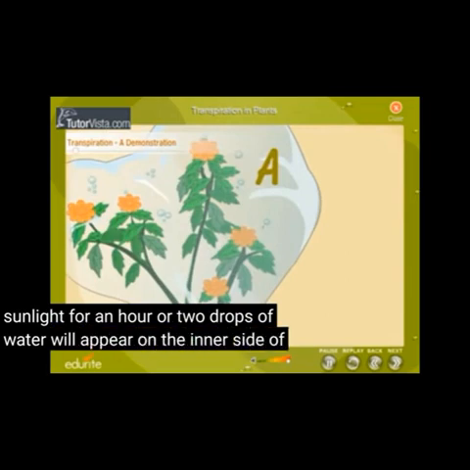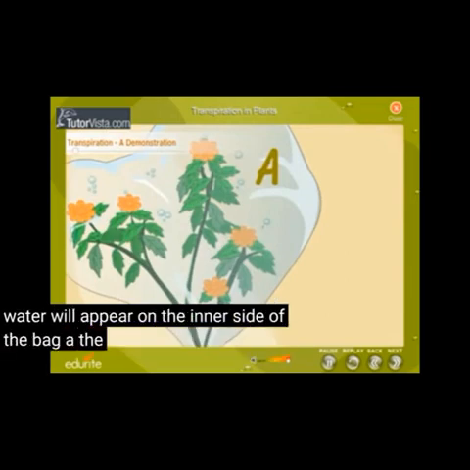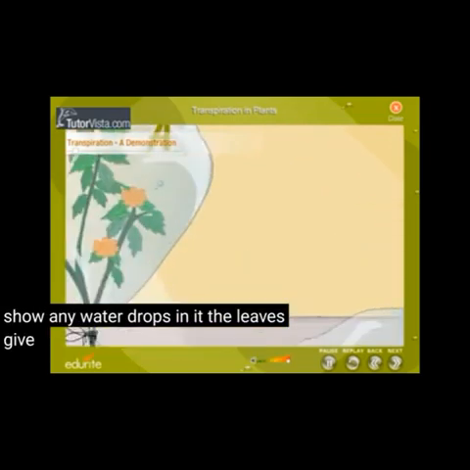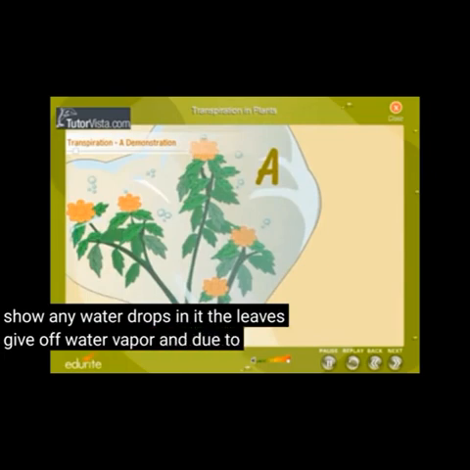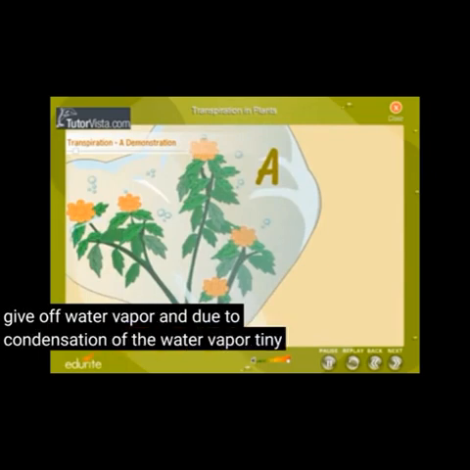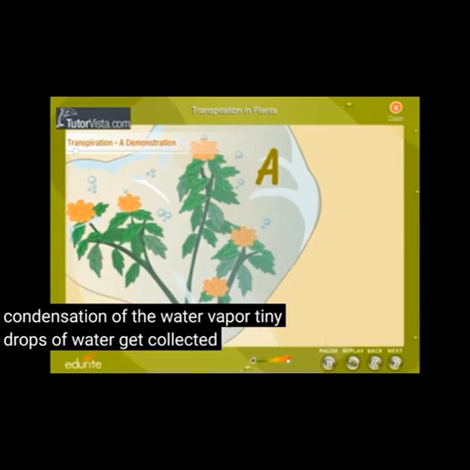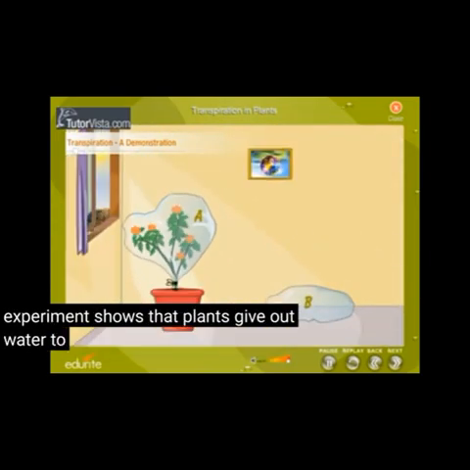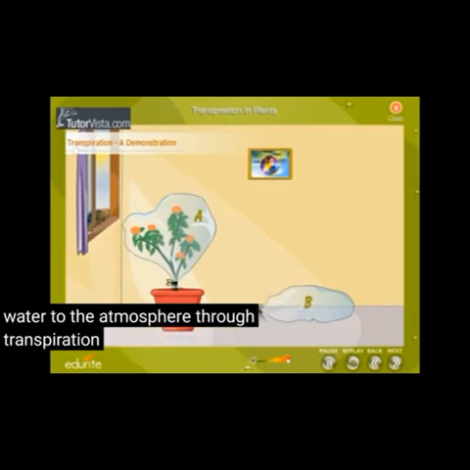Drops of water will appear on the inner side of the bag. The polythene bag B will not show any water drops in it. The leaves give off water vapor, and due to condensation of the water vapor, tiny drops of water get collected. This experiment shows that plants give out water to the atmosphere through transpiration.